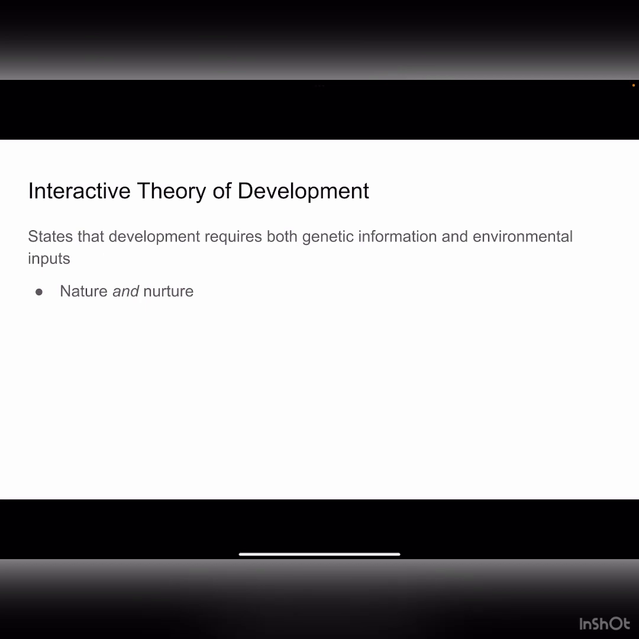The interactive theory of development says that development requires both genetic information and environmental inputs. So I'm sure that you've all heard of nature versus nurture, right? Well, this theory is saying that it's actually nature and nurture. So, for example, say that we have someone who's a valedictorian. All of their life, they've been pretty good at school, and they understand class material easily just because of how their brain works. That's nature. But they also wanted to be valedictorian because they've been told by their parents and friends that it's a high honor. That's nurture. So, in the end, they're the valedictorian because of a combination of genetic and environmental factors.